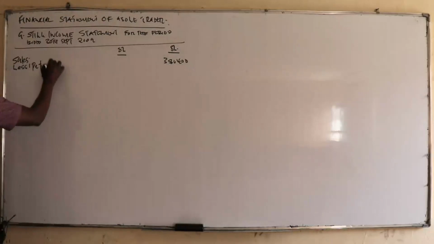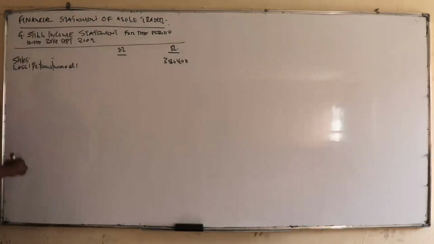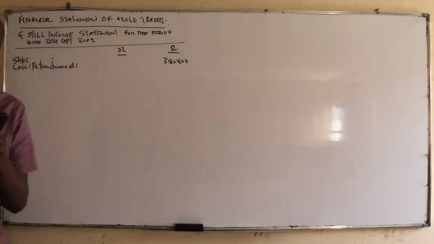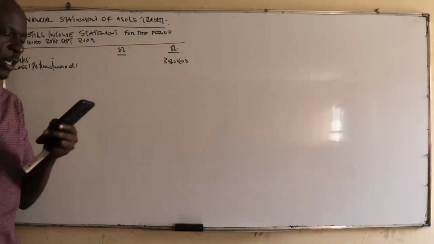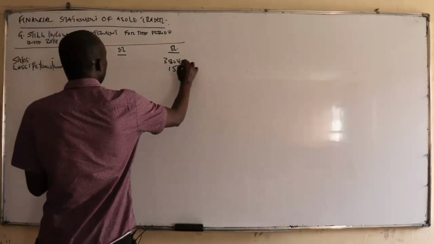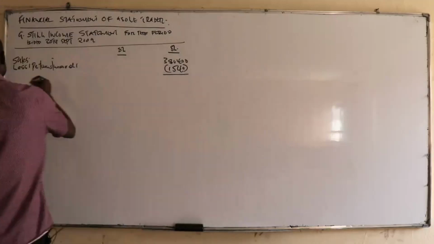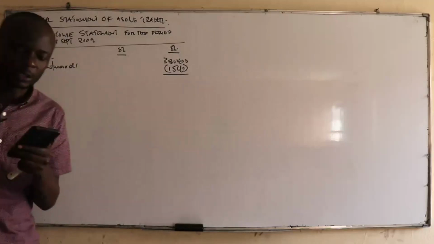You less returns inwards. Returns inwards are sales that had been made but are being returned for different reasons, so you deduct them from the sales. In this question, it's 1540. So you deduct 1540 there. You get what we call the net sales. Can you do the computation there and tell me what the net sales is?